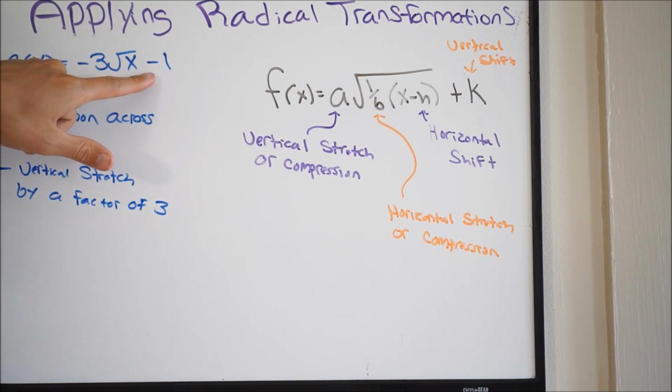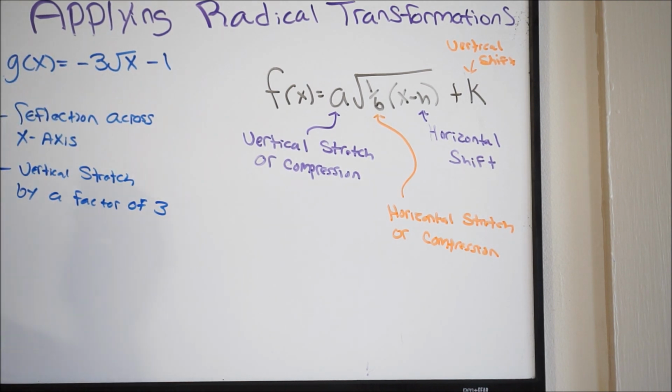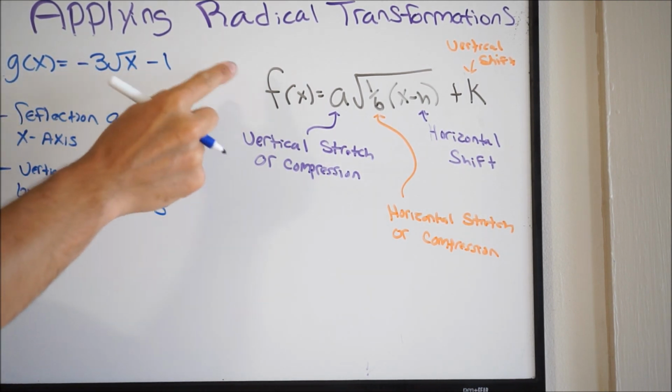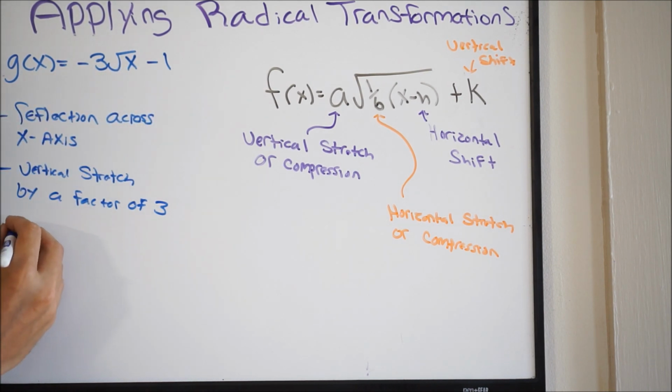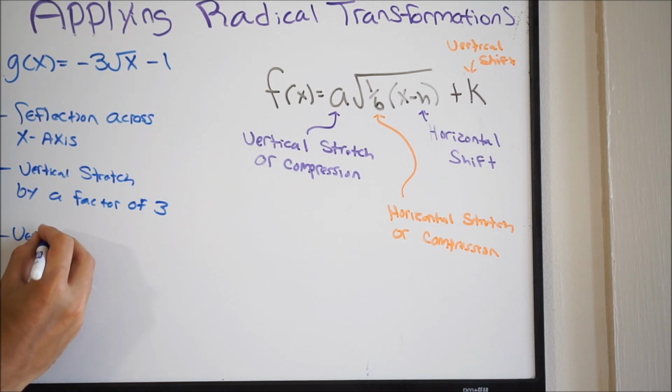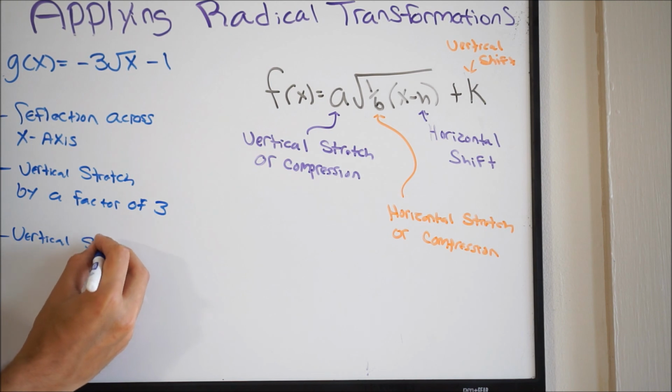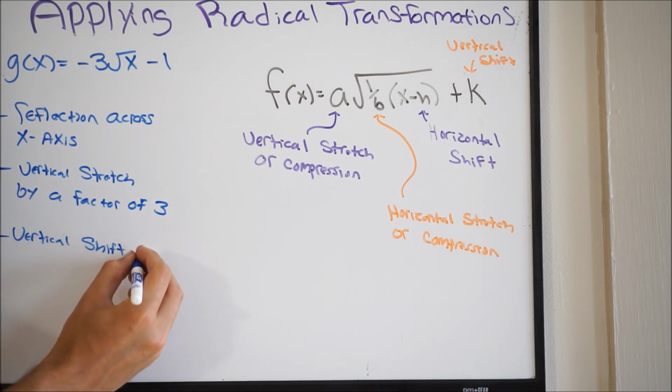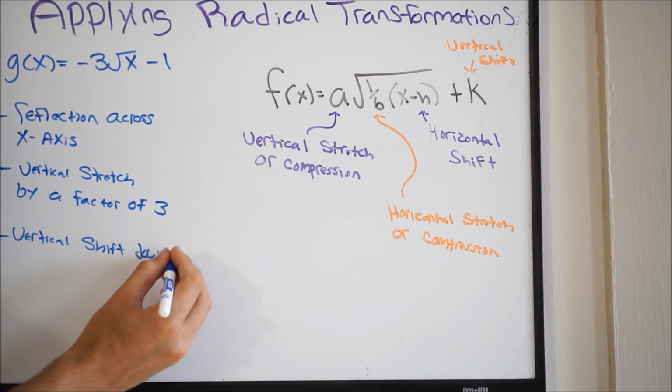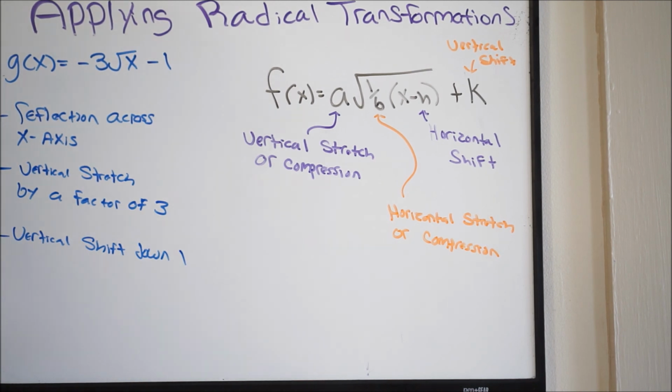And now we just have this, which is an obvious vertical shift, right? It's not underneath the radical, it's outside, it's a vertical shift. So vertical shift, this will be down 1, so a vertical shift down 1. All right, and that is it. So that is how you go about applying radical transformations.